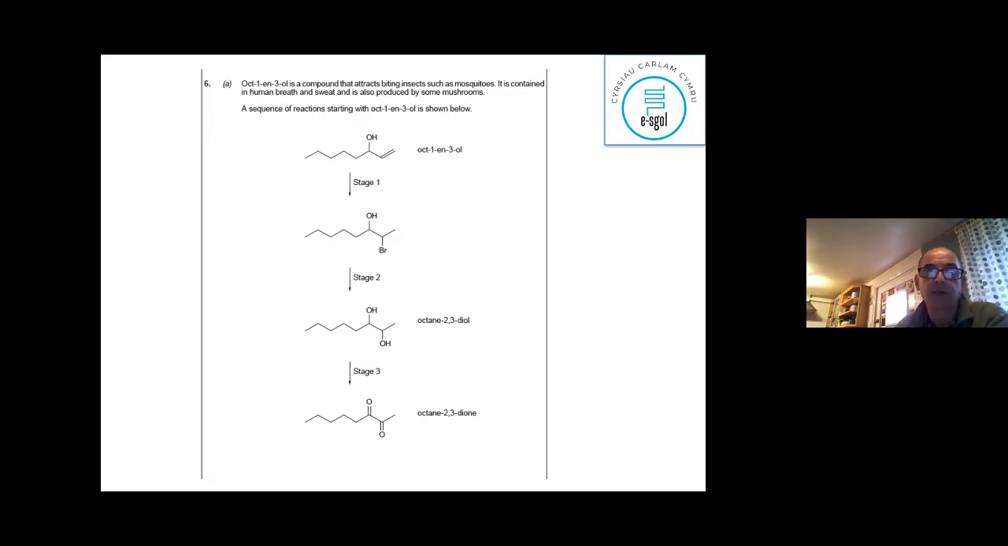Oct-1-en-3-ol is a compound that attracts biting insects such as mosquitoes. It is contained in human breath, sweat, and is also produced by some mushrooms. As I said, in assessments, they're looking for you to apply your knowledge to new compounds that are put in the assessment question.